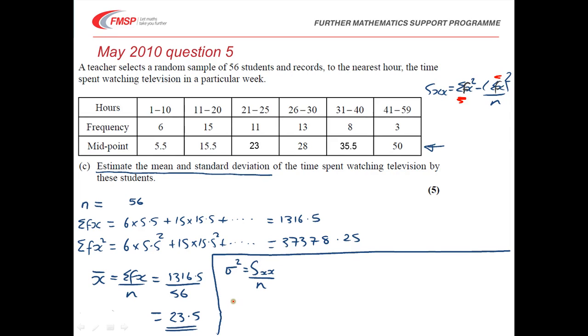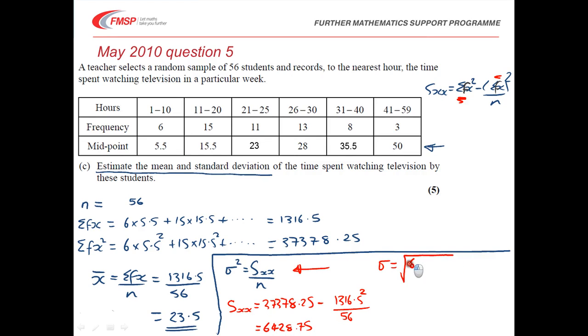So let's consider sxx. So sxx is equal to 37378.25 minus 1316.5 squared over 56. Now the reason I like this method is if you've made a mistake calculating the mean because you've, say, divided by the wrong number, this allows you to redeem yourself a little bit because you're not really using the mean. So if we calculate this, we're going to get 6428.75.